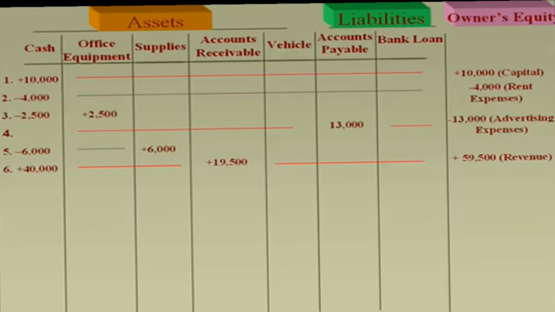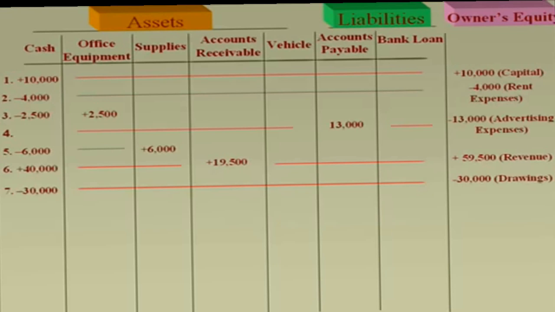What did you do for transaction 7? The owner withdrew 30,000 for personal use. So cash goes down, and guess what? Owner's equity goes down. When an owner pulls money out of the business, is that good for equity or bad for equity? It's bad because the business is losing money. So owner's equity, it's minus 30,000. The company paid money, so cash minus 30. Did you get that?